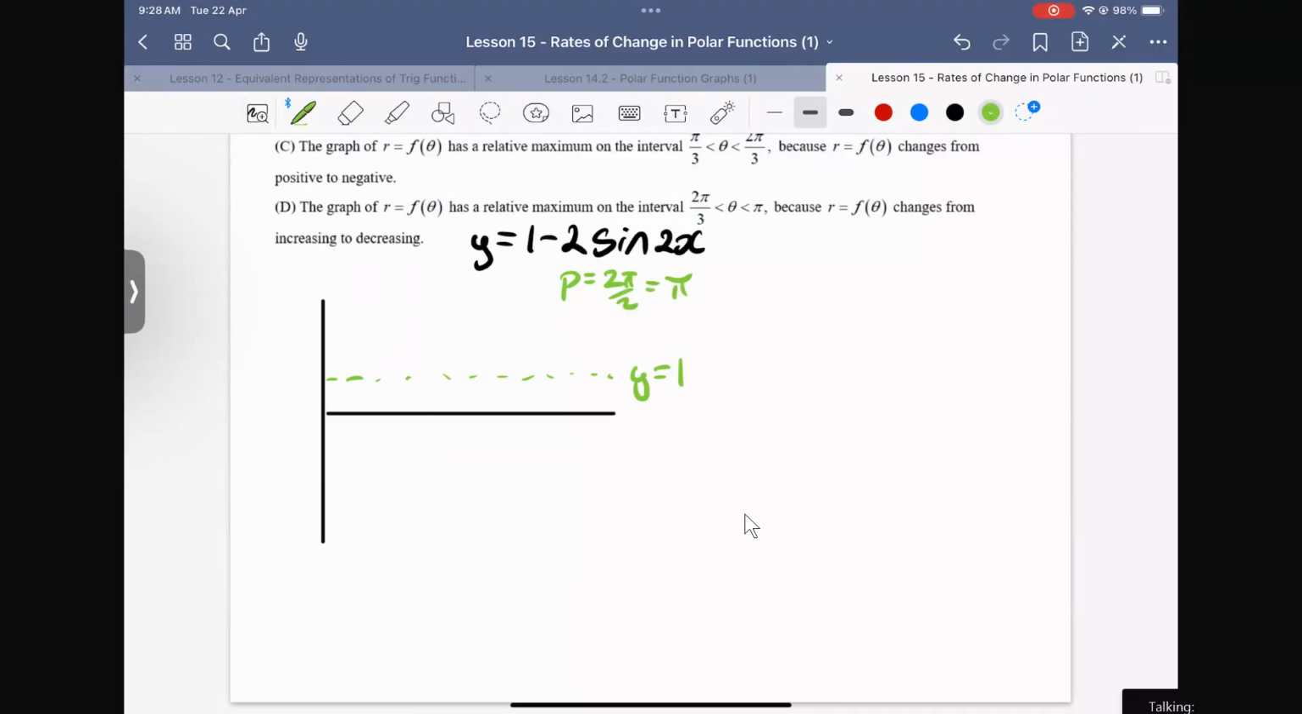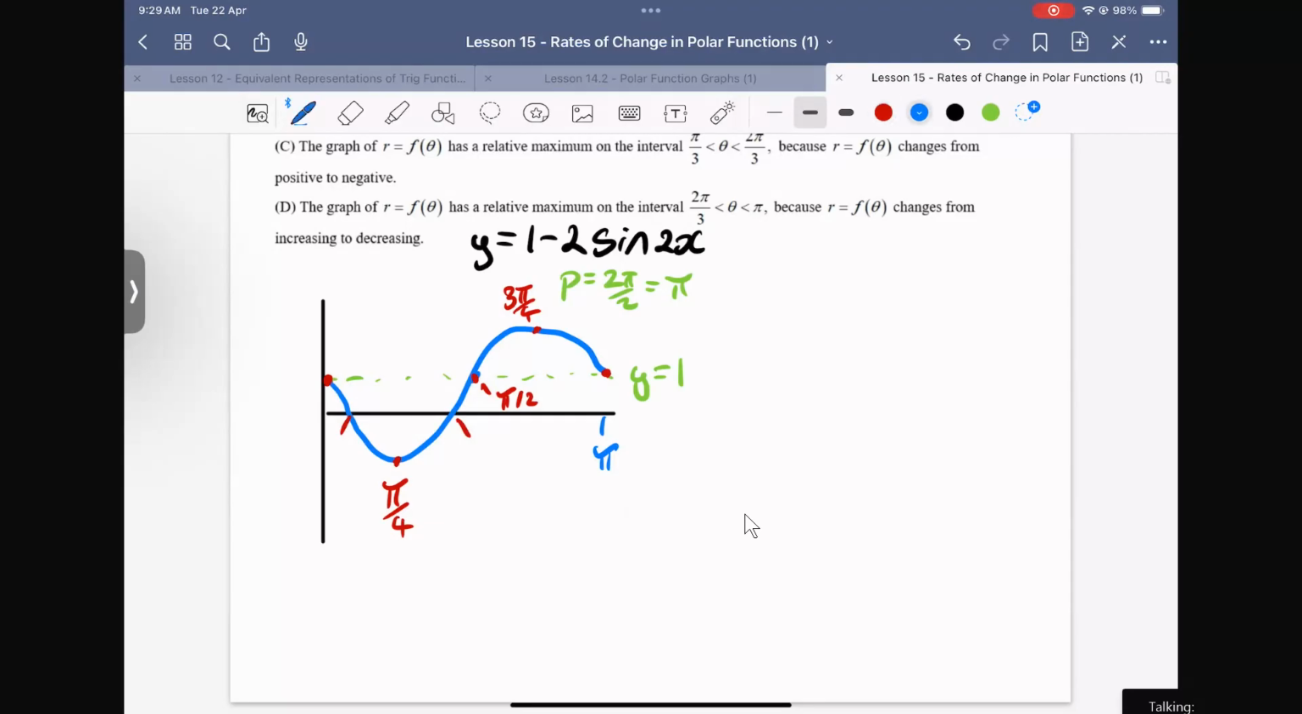It's got a reflection, so it's going to start off by going down and then up. So the graph is going to look like this. This point here is pi. This point here is pi over 2. And this point here is at 0. This point here is going to be pi over 4. And this point here is going to be 3 pi over 4. We need to find these points.